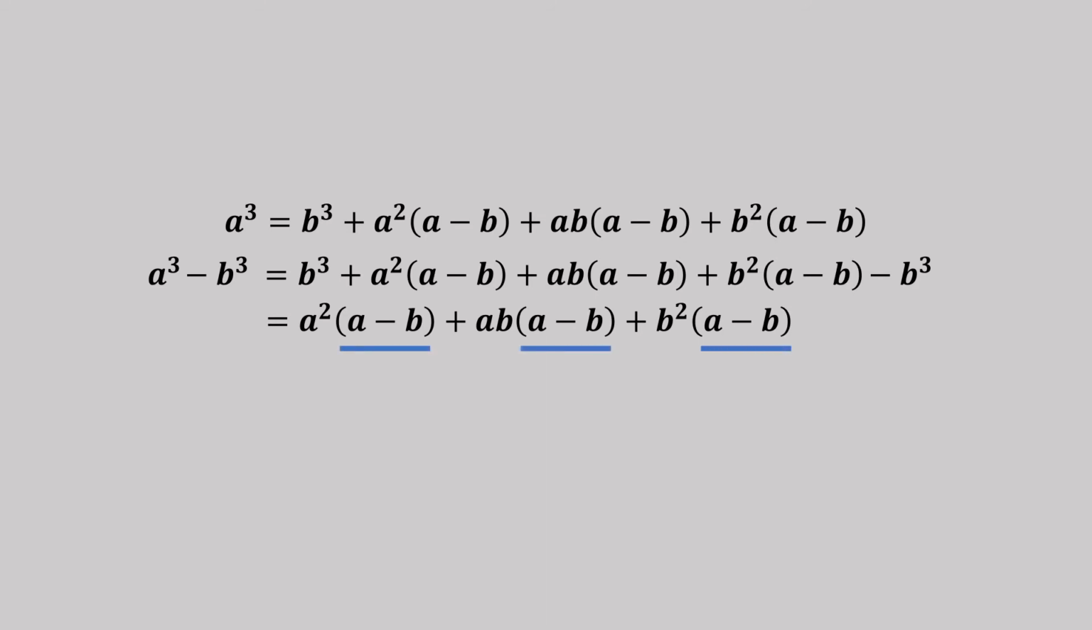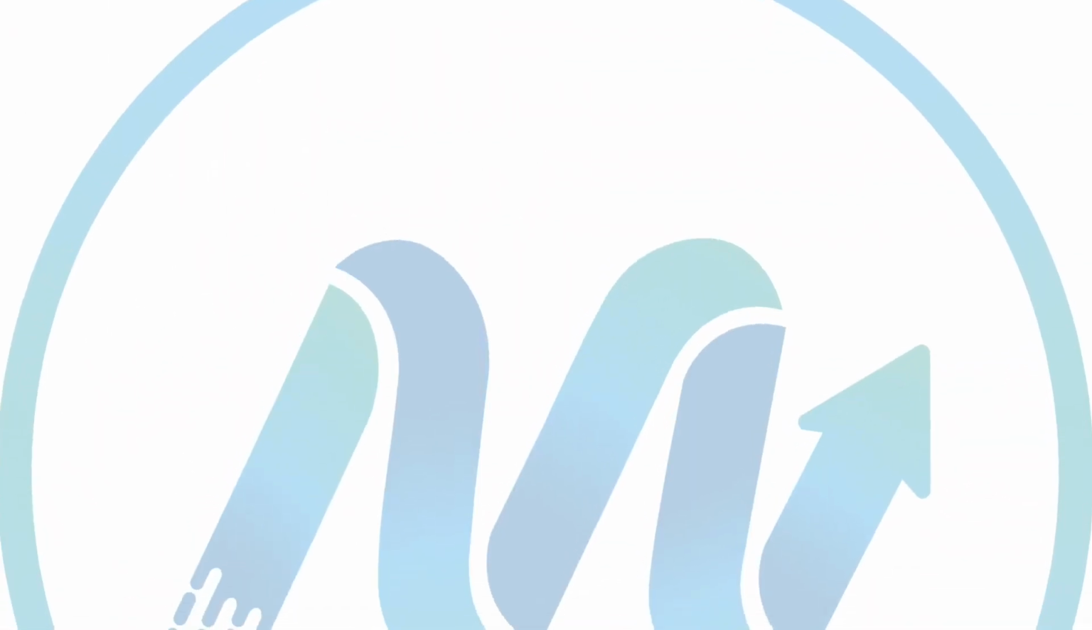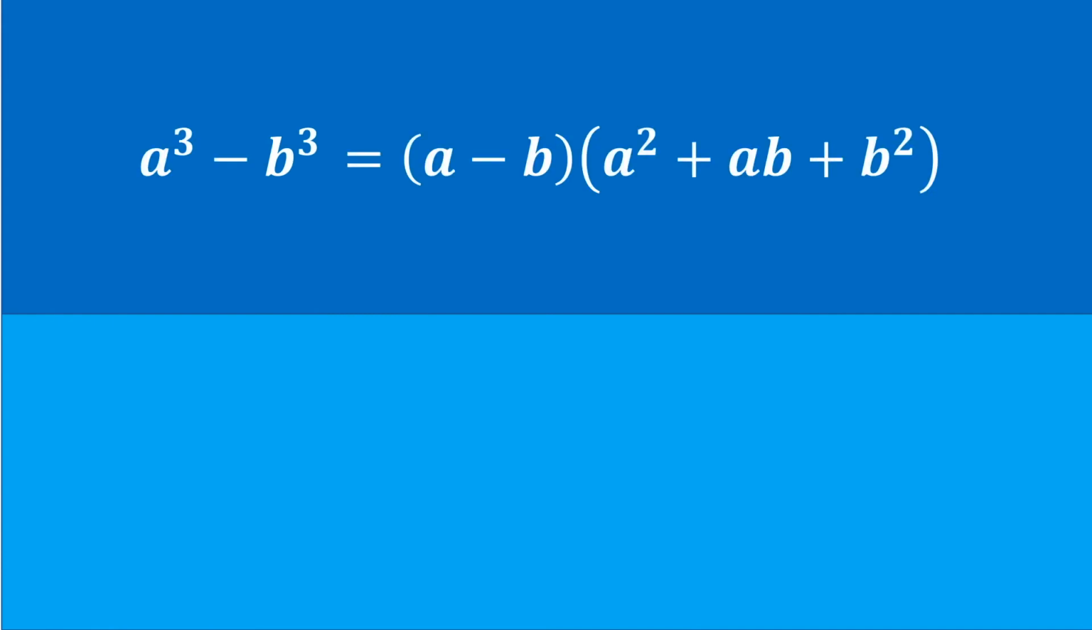Notice the existence of a common factor. Let's factor out A minus B. The other factor can be obtained by dividing each term by A minus B. Hence, A cube minus B cube is equal to quantity A minus B times the quantity A squared plus AB plus B squared. Take note of the factored form of the difference of two cubes. One factor is a binomial, the other factor is a trinomial.